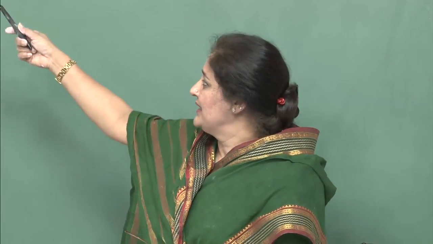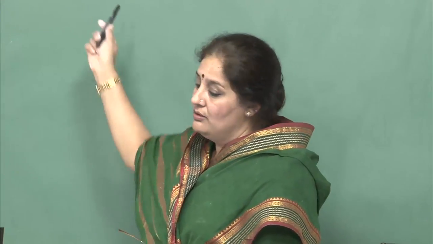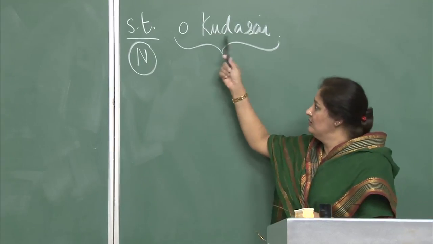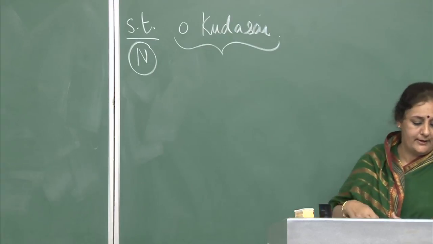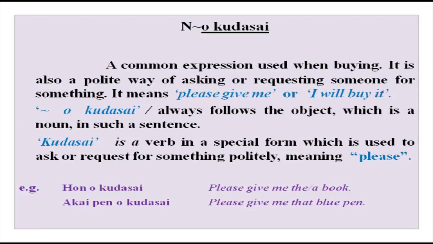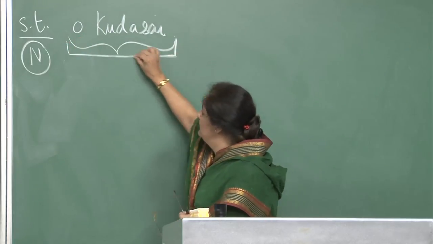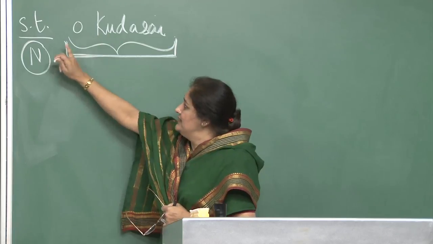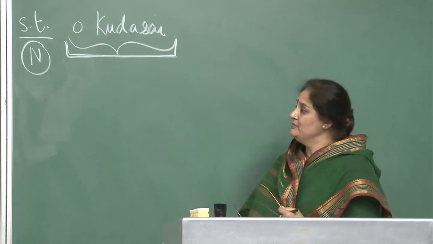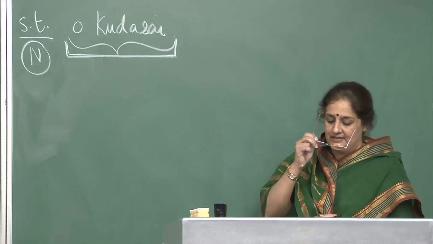So then he says, please give me the fruits. I am going to buy the fruits or please give it to me. So because he was in a shop, then it was please, I am going to buy it. So when you want to buy something, you name that thing and say o kudasai, noun o kudasai. Now kudasai itself is used to request for something. Later on we will be of course doing this in detail when we do the verbs, but for the time being just remember it as o kudasai together with o. Please give this to me. The to me part is understood from conversation, from context.